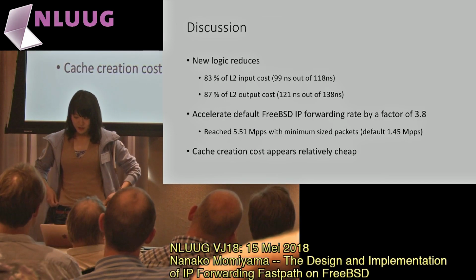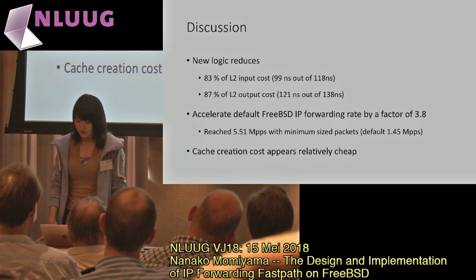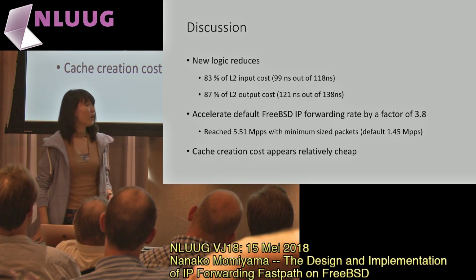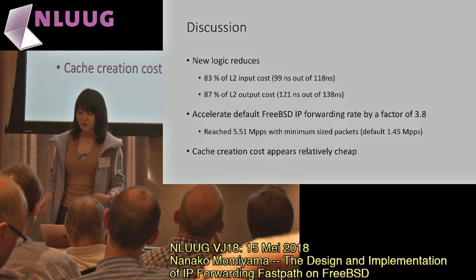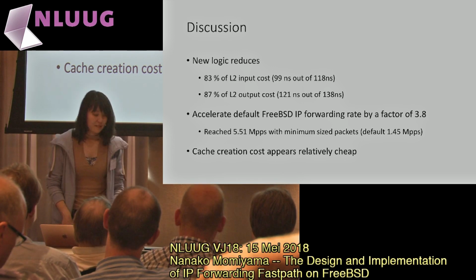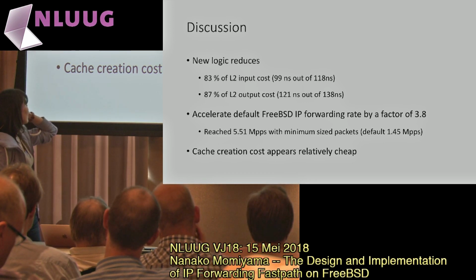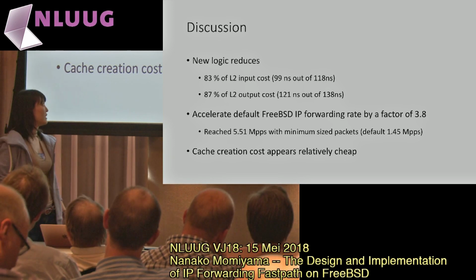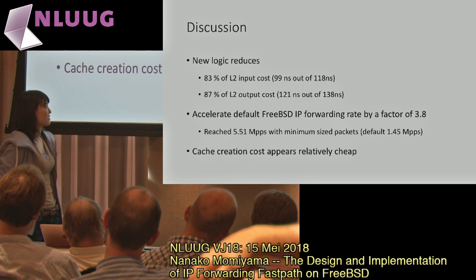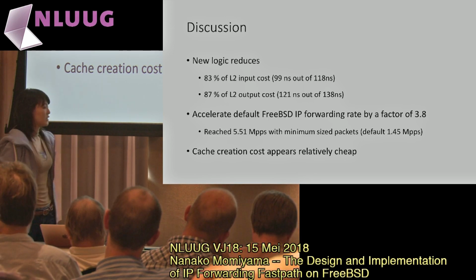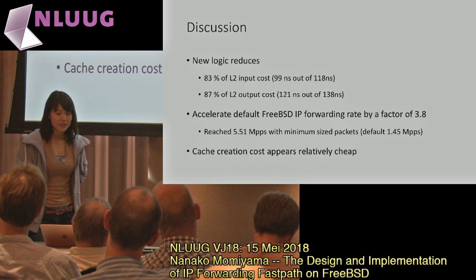Okay, let's go to the discussion. From this result, our new logic can reduce over 80% of the cost, for both input and output. And also we can see that we accelerated the default FreeBSD IP forwarding rate, which was 1.4 million packets per second, by a factor of 3.8, and now reach over 5 million packets per second with minimum sized packets.